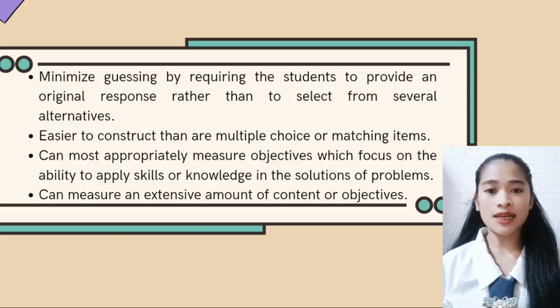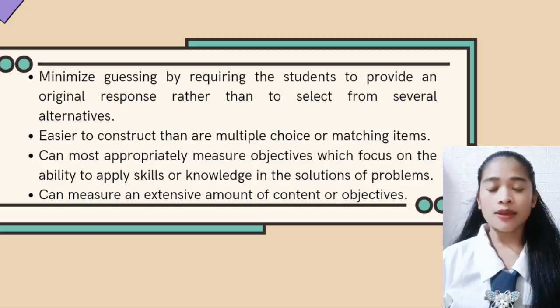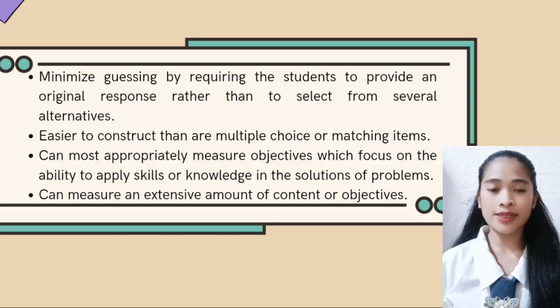By minimizing guessing, problem-solving questions require students to generate their own answers, reducing the chance of correct guesses compared to multiple choice questions. This provides a more accurate assessment of their understanding. The second is easier to construct than multiple choice or matching items.